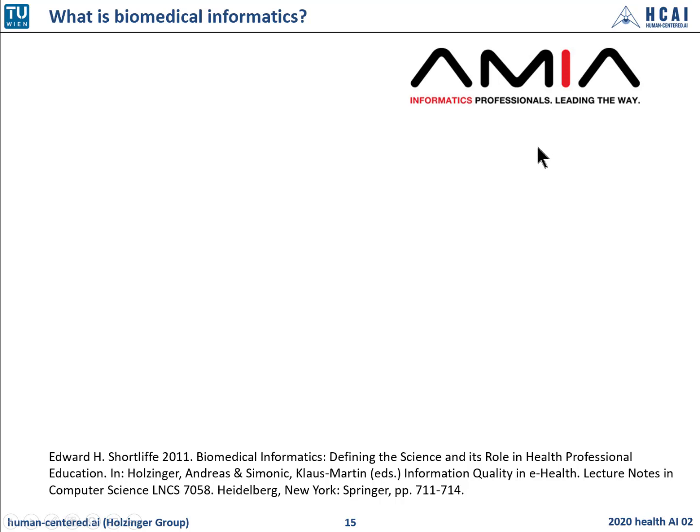And I like the definition of the American Medical Informatics Association. This was actually written by Edward Shortliffe in our 2011 volume on information quality, where we had the first international conference on this subject in Graz, when Edward Shortliffe and Vimla Patel were our guests. And I should mention that Edward Shortliffe is among the early pioneers of health AI, and he is the father of MYCIN. This is maybe the most famous expert system and one of the early pioneers of what is now called explainable AI. So just a side note, we will learn about expert systems later on.